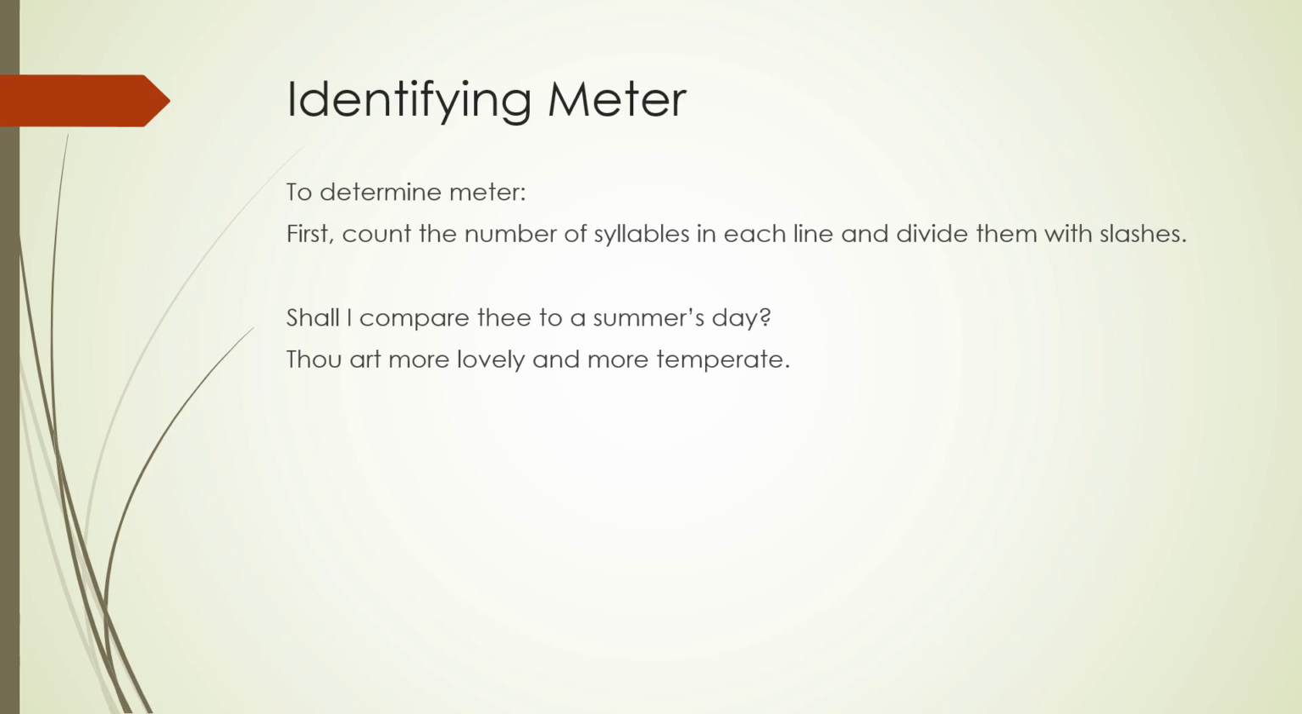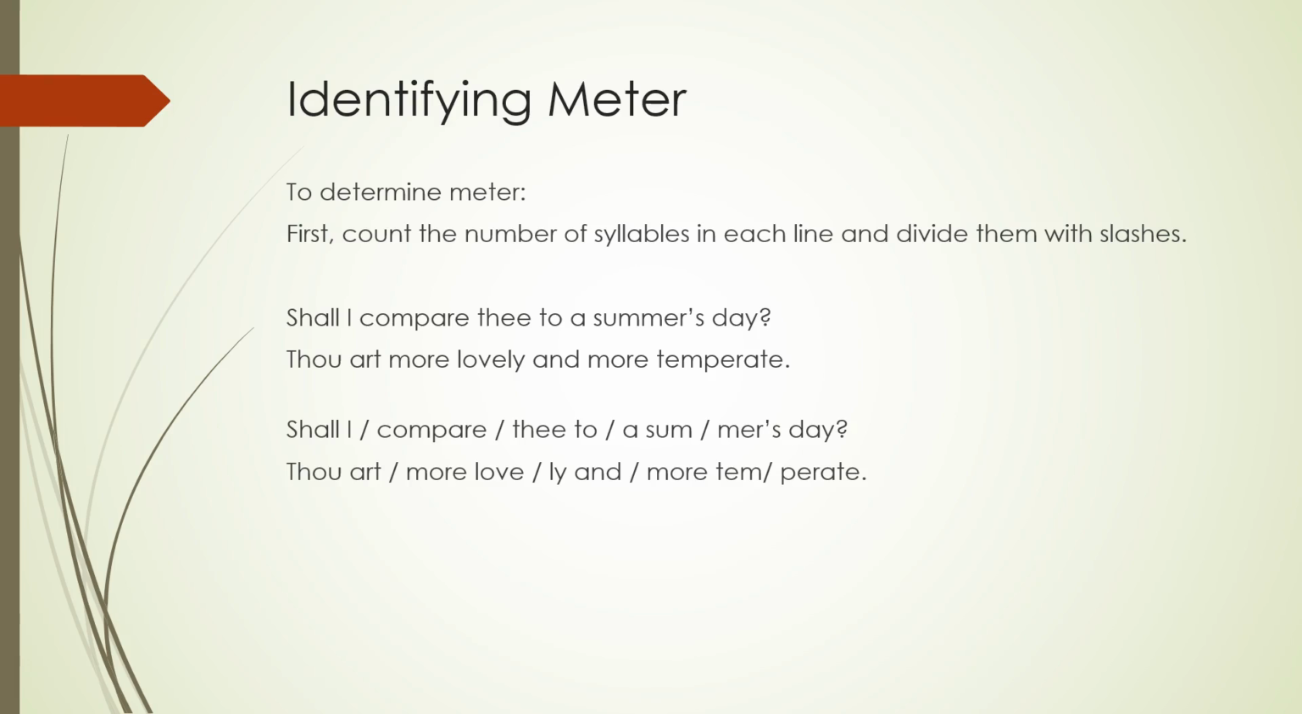And here's an example from William Shakespeare's Sonnet 18. Shall I compare thee to a summer's day? Thou art more lovely and more temperate. So, to start counting, how many syllables do you have per line? Okay, if you count them, you'll see that you have 10 per line. So it's an even number.